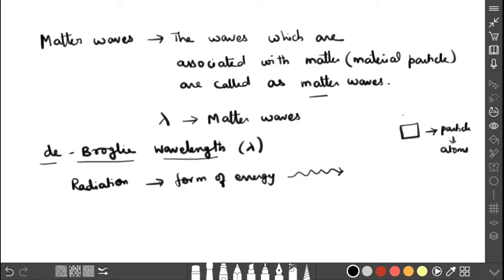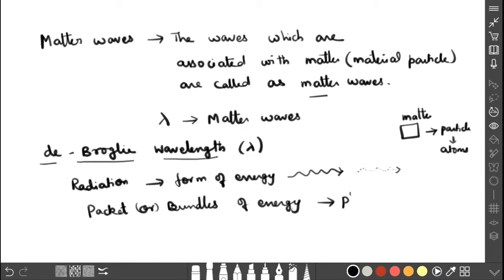Same thing, if you divide radiation, it will have packets of energy. That packet or bundle of energy is called a photon or quanta. By using these photons or quanta only, de Broglie got the formula for the wavelength of matter waves. So he considered the theory of light. From the theory of light only, he has given this wavelength formula.